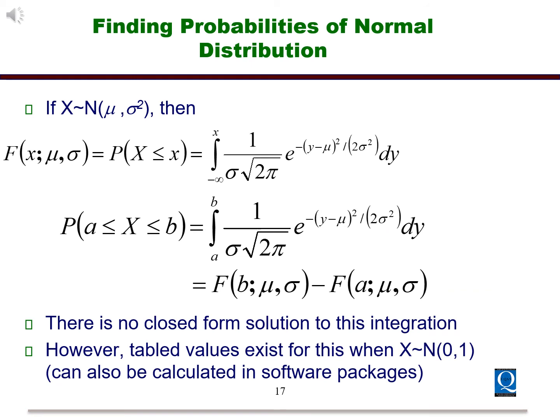We need to know how to find probabilities from a normal distribution. We would like to integrate the PDF to get the CDF. This is something that you cannot do in this case. We do have tables of probabilities available for a certain type of normal distribution. This is the normal distribution that has a mean 0 and variance 1. We call this the standard normal distribution.